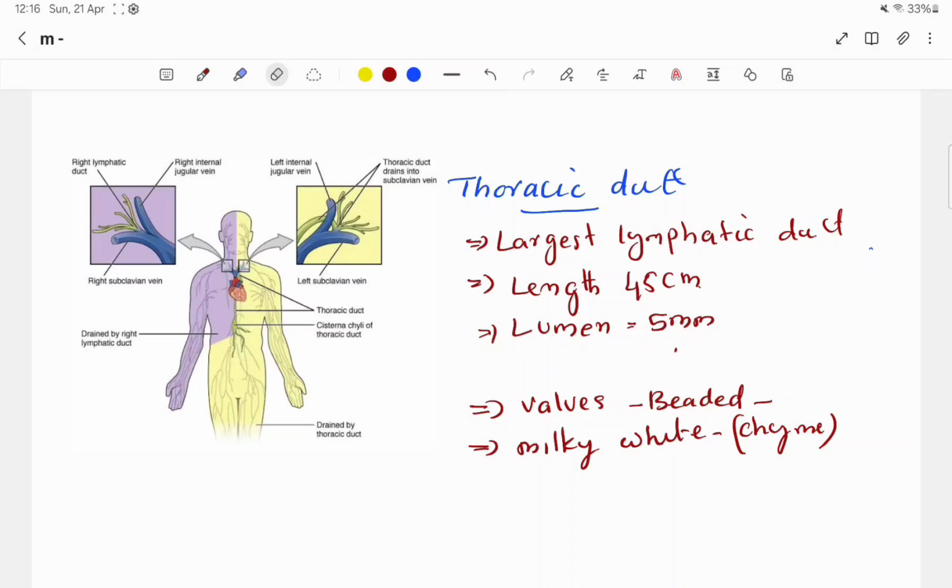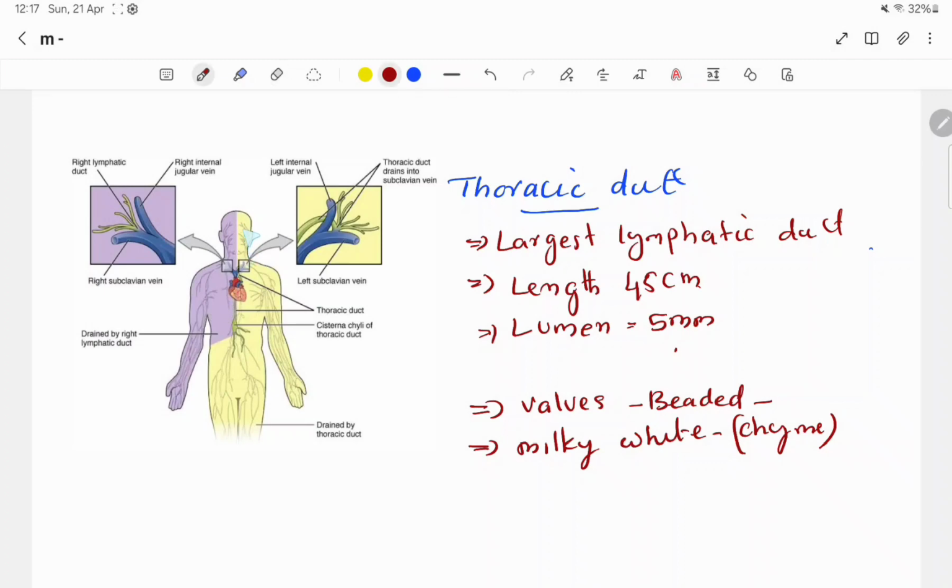The thoracic duct is the largest lymphatic duct in the body. It is about 45 centimeters long and the lumen is 5 millimeters. It drains most parts of the body except the right upper quadrant.